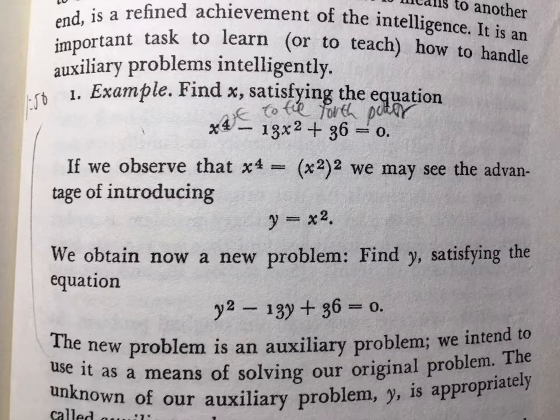Thus, in example 1, having found by solving the quadratic equation for y that y is equal to 4 or to 9, we infer that x squared equals 4 or x squared equals 9, and derive hence all possible values of x. In other cases, we may use the method of the auxiliary problem.